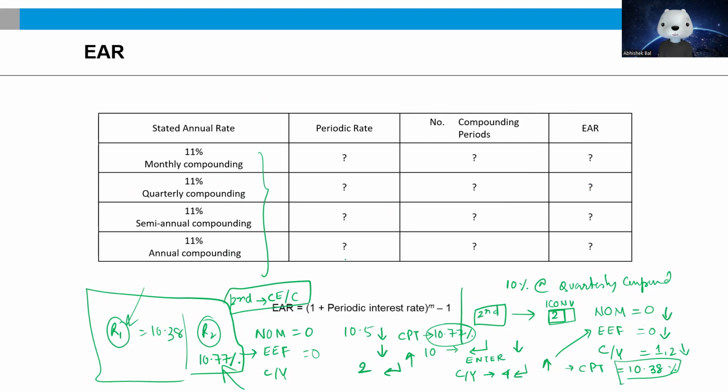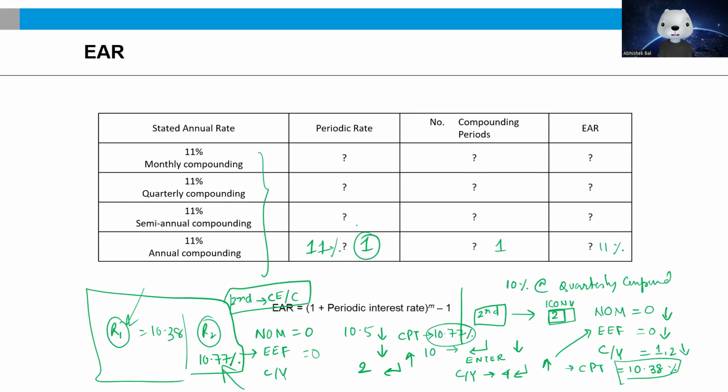So you could see out here 11% monthly, quarterly, semi-annual, annual compounding is being given. Of course, the last one is very easy. I'll fill it up for you. For 11% annual compounding, there is only one period. The periodic rate is obviously going to be 11% only, because it is 11% divided by 1. The number of compounding periods is obviously going to be 1, and the effective annualized rate is also going to remain at 11% only.